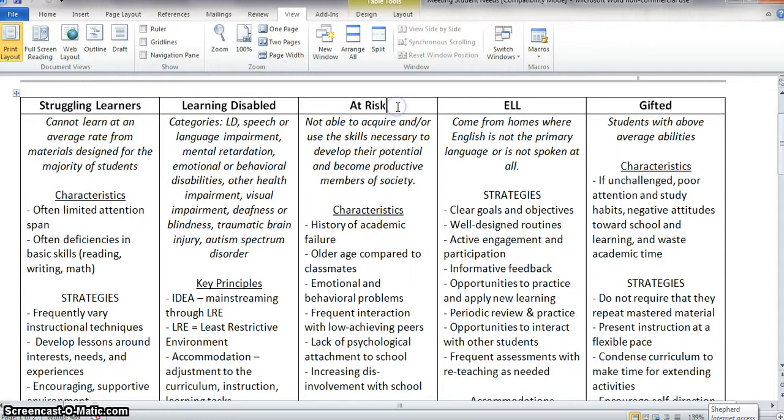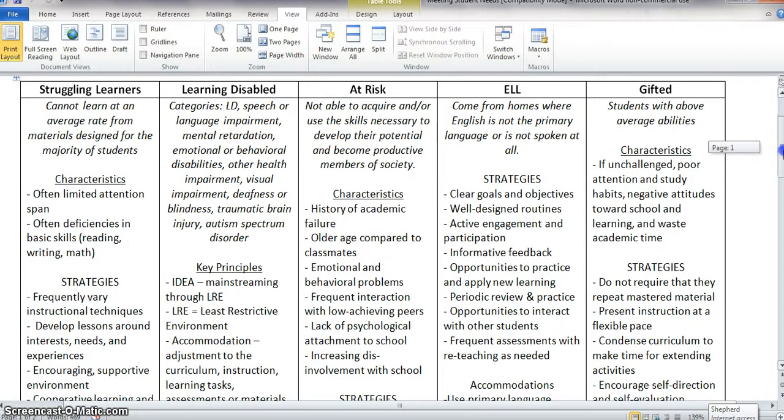A third category is at risk. And we talked about this before when we talked about student diversity. At-risk students are those who are not able to acquire or use the skills necessary to develop their potential and become productive members of society. These students are at risk of dropping out of school. They are at risk of not being a productive member of society, of making very poor choices or unable to make right choices where they can be productive in society.